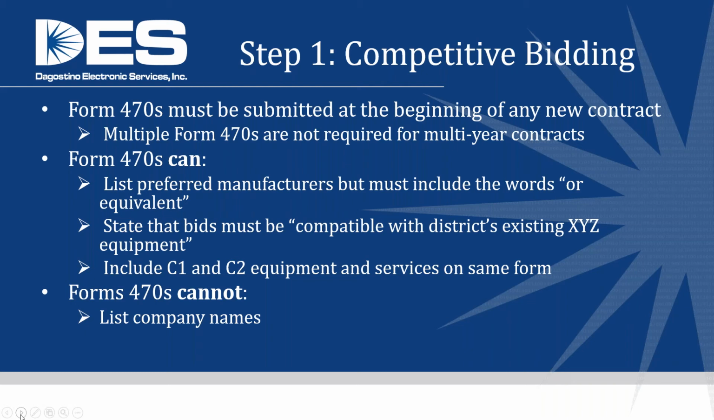You can also include Category 1 and Category 2 equipment and services on the same form, but as we'll talk about later, that's something you might want to keep separate just for billing purposes. It makes it a lot easier for your Form 471s. And then one thing that Form 470s cannot include are company names. So you cannot put Comcast or Dagostino, something like that. You cannot be that specific with a vendor.